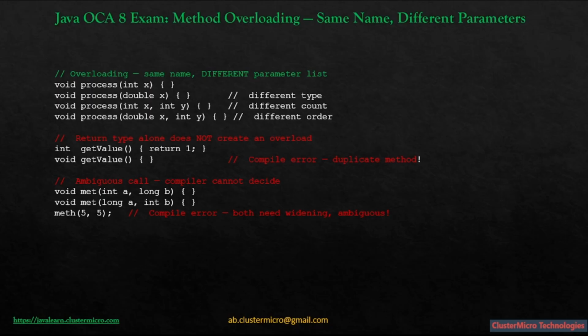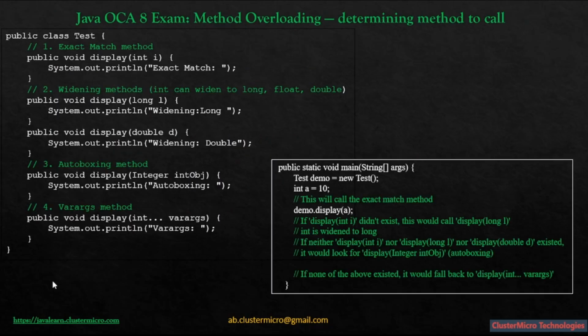So the three overloading rules you should remember: a valid overload has a different parameter type, count, or order. Any of these is enough. Not a valid overload: return type alone. So if you just have a different return type in two methods, everything else being the same, it will not be a valid overload. Okay, so method overloading, determining the method to call, right?